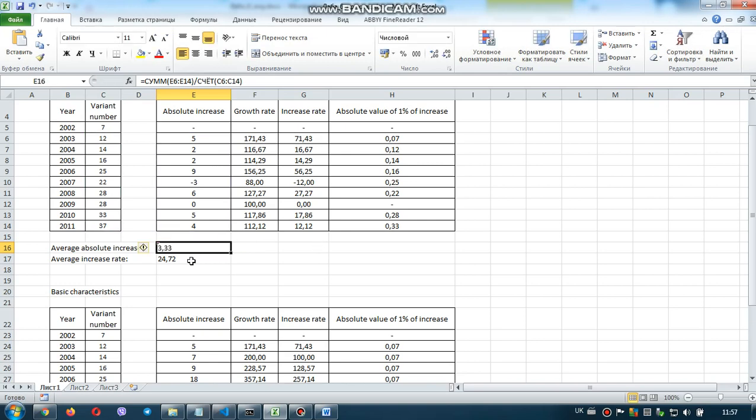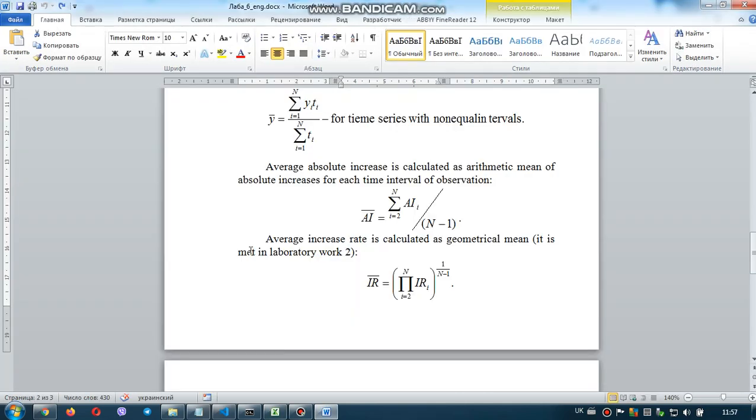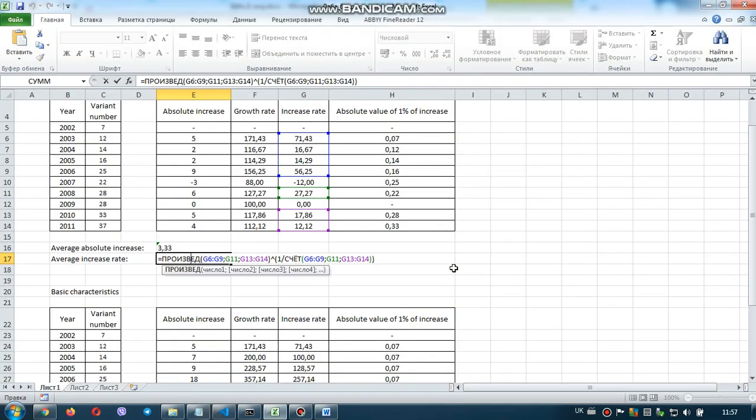And average increase rate. This is more complicated, but it's not so complicated as you think. This is calculated as the product of the IR's value to this power. This is the product of the increase rate value to the power 1 divided by n minus 1.